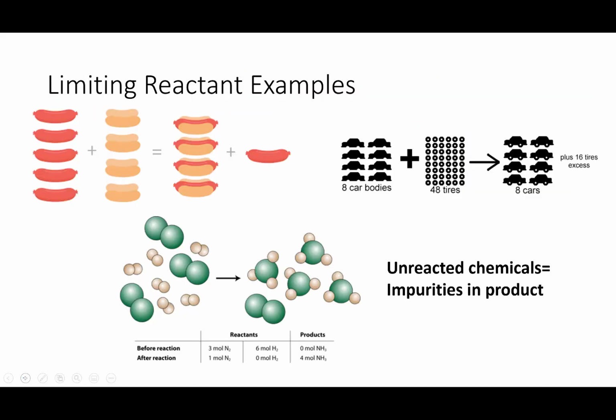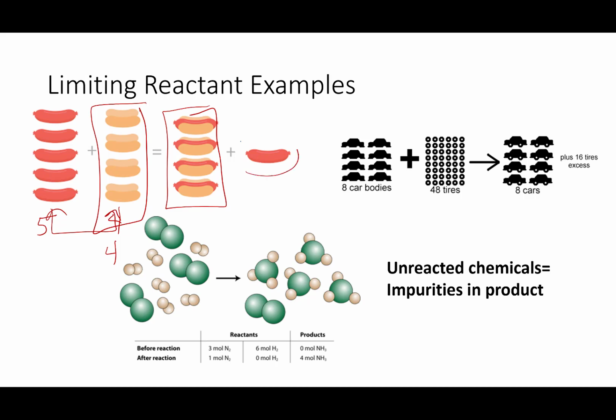Here's a couple other examples. The classic: you can never buy hot dogs and buns, it seems, in the same number per package. Let's say you buy some bratwurst or frankfurters and you have 5 in a package and you have 4 buns. Well, what's the limiting reactant? What limits how many you can produce? Well, it's going to be the buns. You only have 4 buns, so you can make 4 hot dogs and you're going to end up with an extra hot dog. If you're going to manufacture cars and you have 8 car bodies and 48 tires, you can make 8 cars, but you're going to have 16 excess tires.